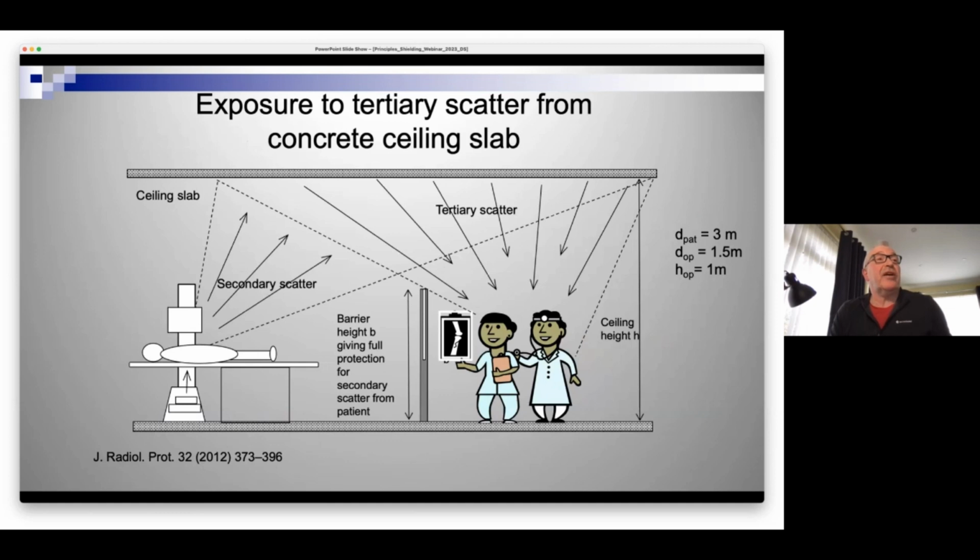Exposure to tertiary scatter from concrete slabs. I mentioned this already. Colin's going to discuss. There's also a reference here. But in high workload, i.e. lots of radiation fluence hanging around, like fluoroscopy or CT, you can get scatter that's reflected from the walls, tertiary scatter. And Colin's going to explain how we approach that.